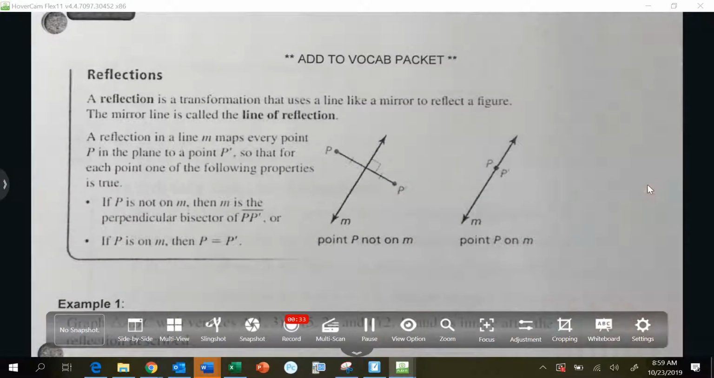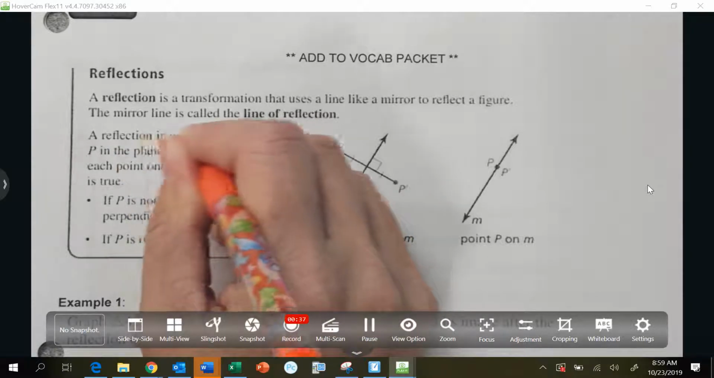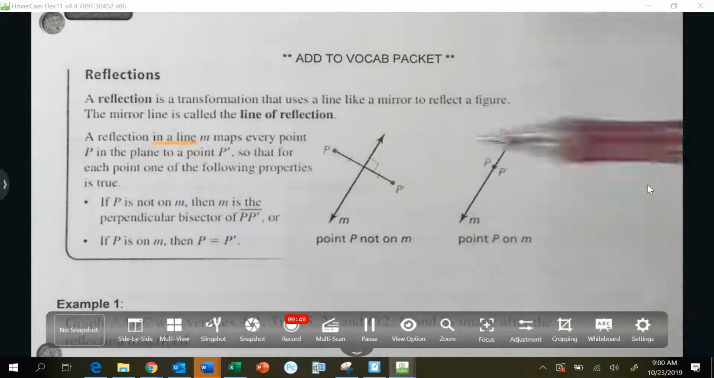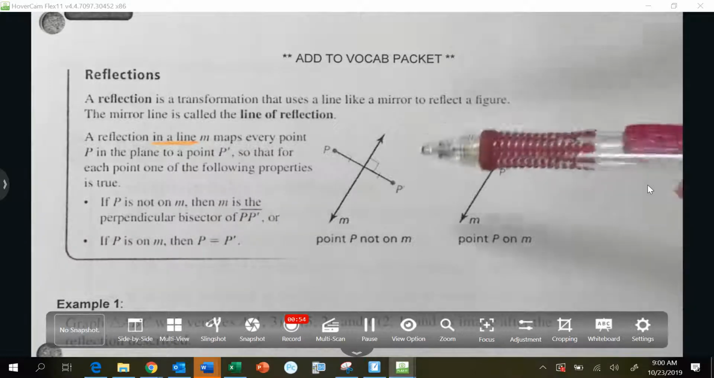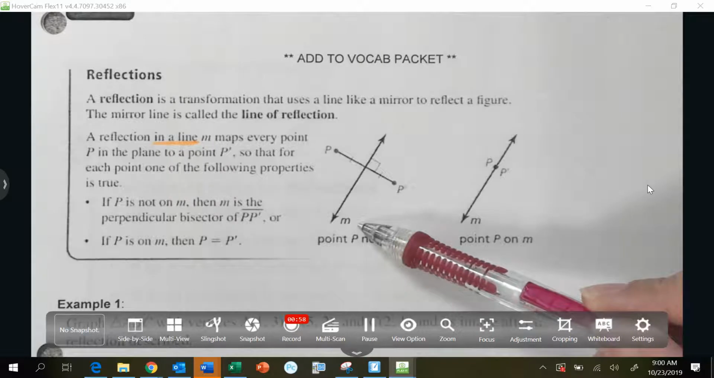Now, here's something I want to show you right here. Reflection in a line. This is a weird vocabulary thing that you're going to want to say wrong every single time, even though it sounds so right. A reflection in a line. So when we talk about reflecting over a line, we don't actually say over a line. We say in a line. So here, a reflection in a line M. You can see the line's called M.